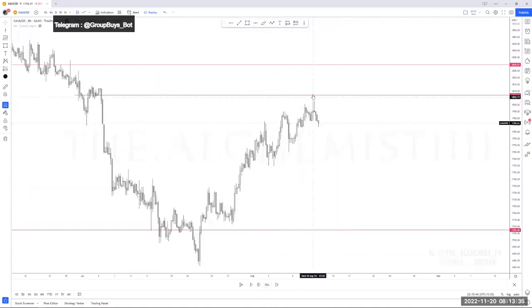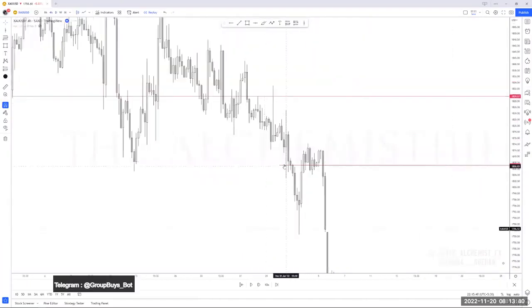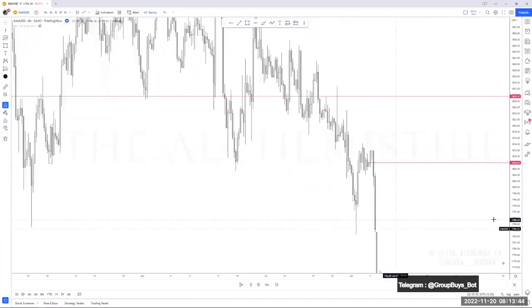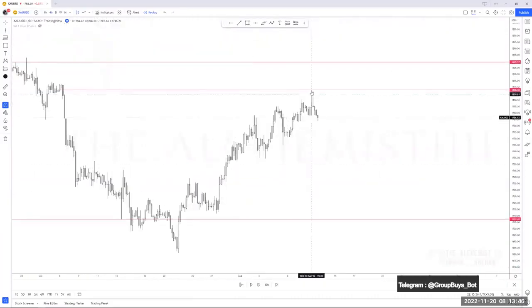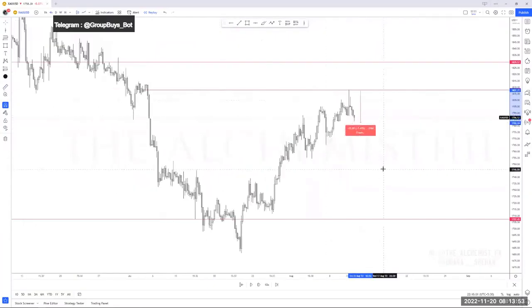So I got the high risk entry from right here. I refined this point of interest, this monthly point of interest, into this open close level on the 4 hour. Okay, so you can see what happened. Tapped, boom, like right away. Look at that. Bullseye. We'll say 250 pips right away.